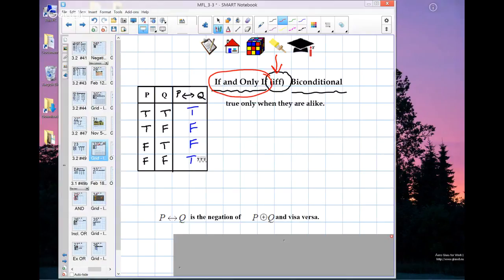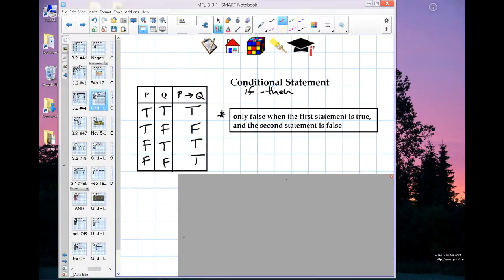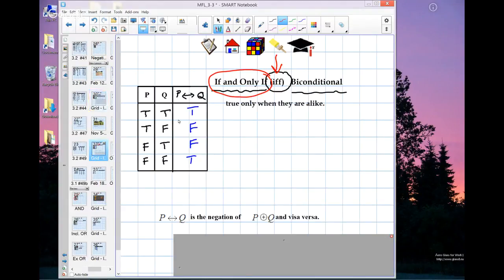And then last time, the last one we had was negation, which was just opposite. And now today we've added the if then, if P then Q. I'll put it on the screen here again. And it was only false one time, and that is when the if statement is true and the then statement is false. The other 3 cases were true. And then finally, the one we just had, the biconditional, the rule now is only true when they're alike.